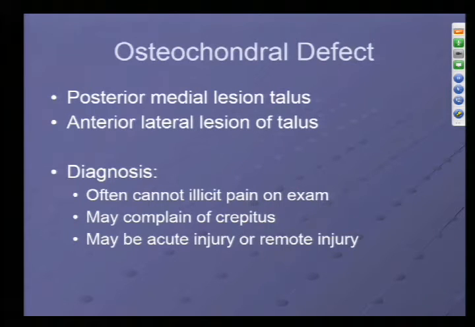Then your osteochondral defects, these often don't show up on x-ray. You generally have a posteromedial lesion and an anterolateral lesion. Those are just the most common descriptors. You can have them other places, but those are generally the most common. A lot of times you can't make these hurt when you're examining them. You're poking around trying to make it hurt, and you can't really hurt these at times. Patients may complain of instability or some grinding or catching in the joint, but you can't always elicit it on clinical exam. Sometimes it's an acute injury, sometimes it's old and just shows up later, but that's something to look for as well.